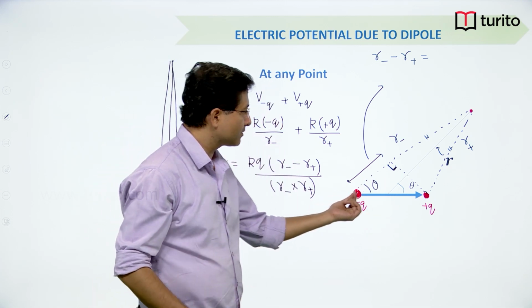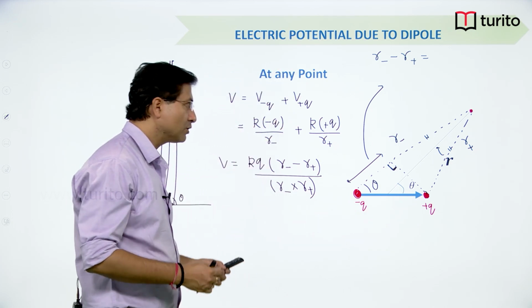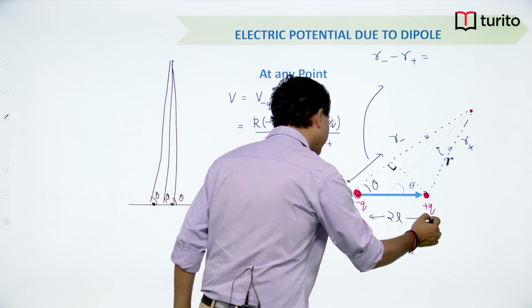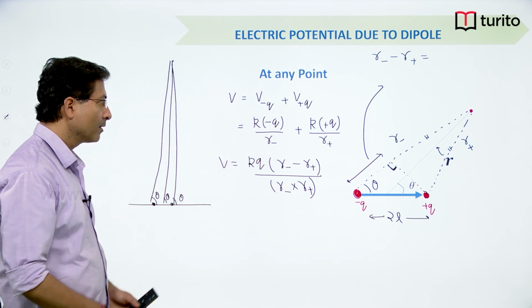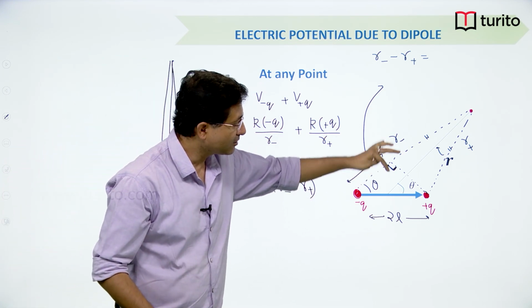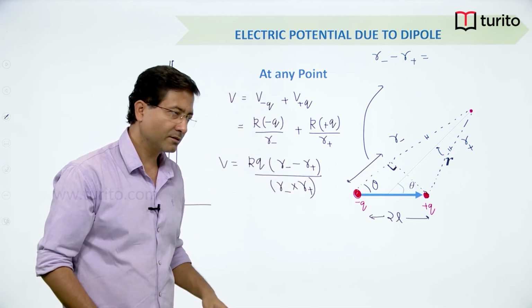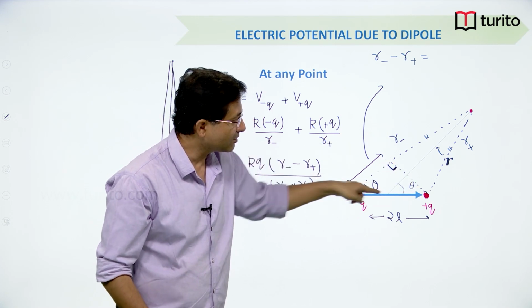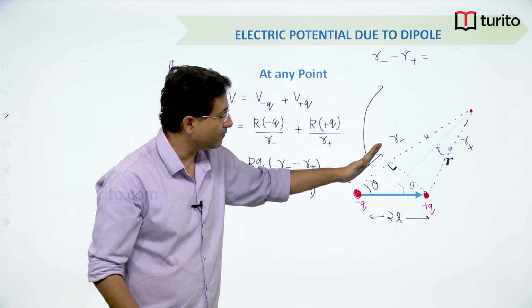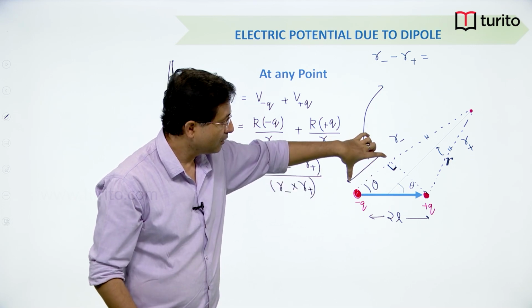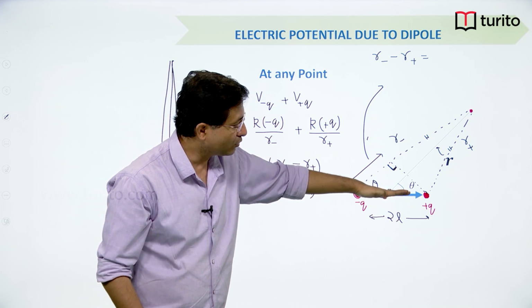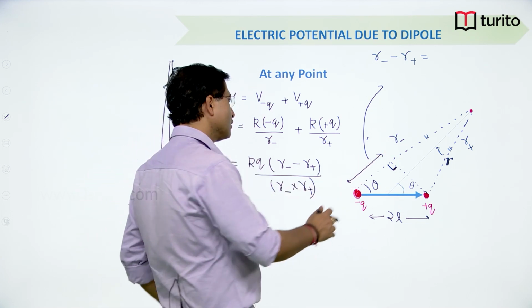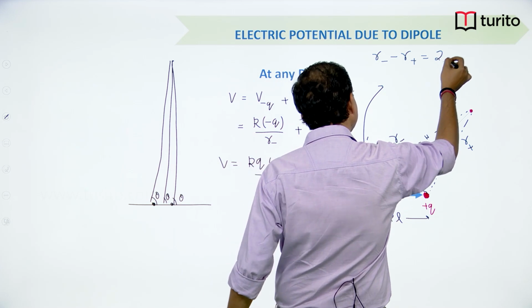If this gap is, you assume, 2L, this is the base, this is the perpendicular and this is the hypotenuse. This is the base along the angle. So if I ask what the gap is, then you need to resolve 2L in this direction, that is nothing but 2L cos theta. So this gap is coming as 2L cos theta.